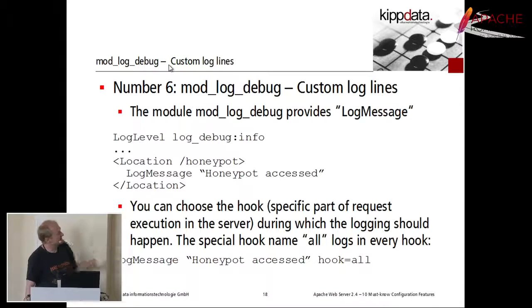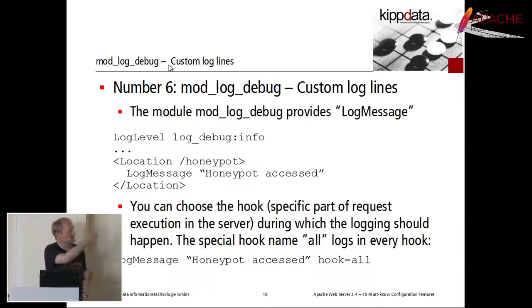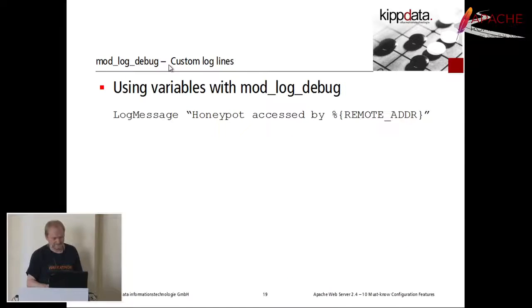But we can improve the example. First of all, if you'd like to get more information about the timing of the processing in the web server, we can choose here at what time during processing of the request the message actually gets logged. The web server processes requests in several hooks, and you can choose the hook, and all means log at every hook. So you won't get one message per honeypot request, but like 20 messages, one for every hook. So then you can use variables.